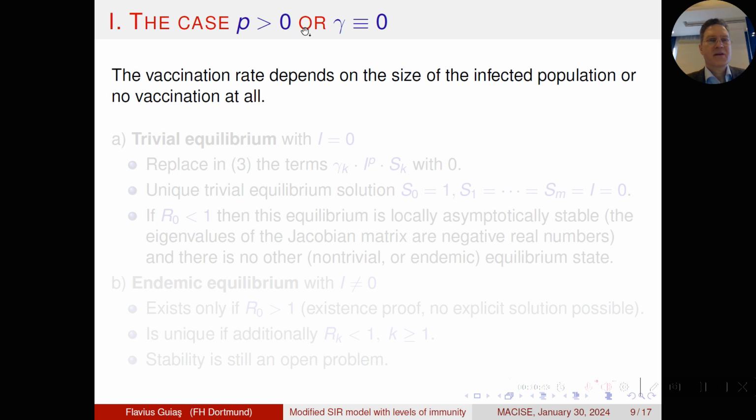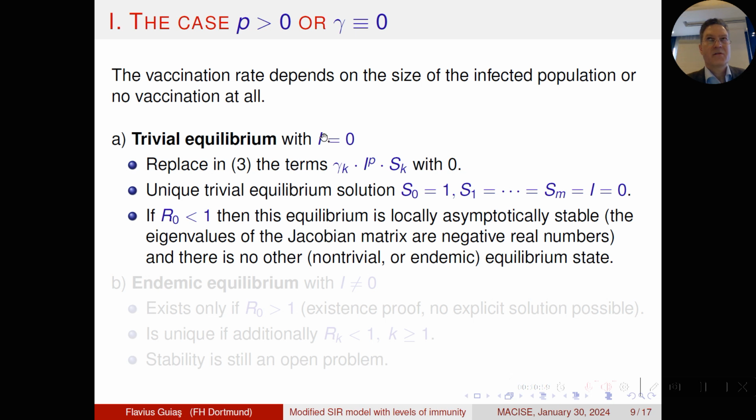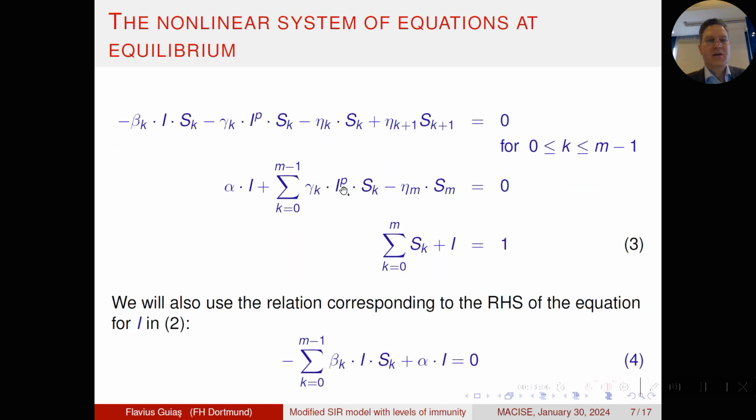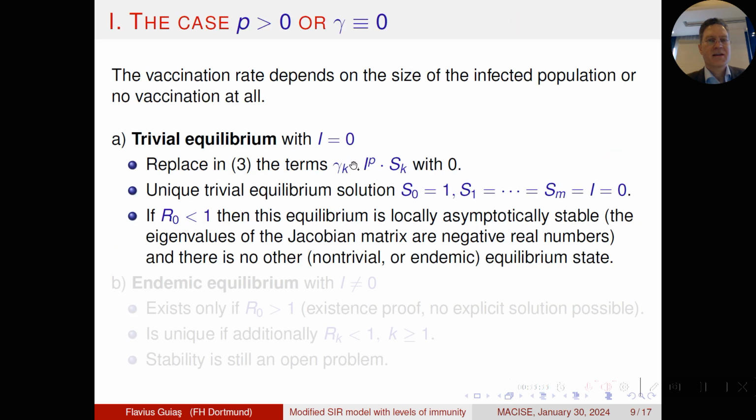Now let's assume first the case p larger than 0, or that we have no vaccination at all. This means that the vaccination can depend on the size of the infected population, or that we have no vaccination. Then we have 2 types of equilibria. The first type is the trivial equilibrium, where there is no infected population. We have to solve this nonlinear system of equations. Set I equal to 0, and let's look first for solutions where we have no infections. Replace all terms with I equal to 0, then this is the unique trivial equilibrium solution.